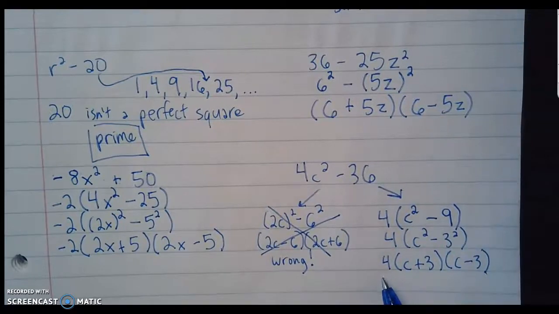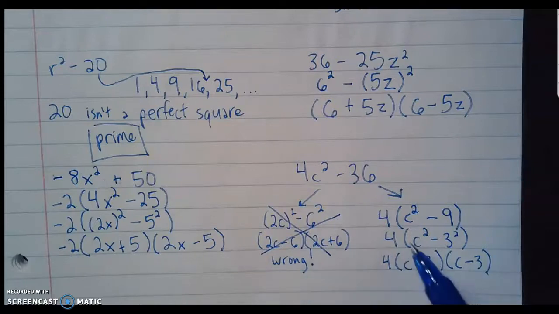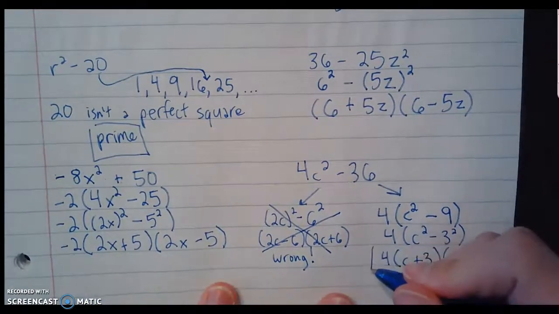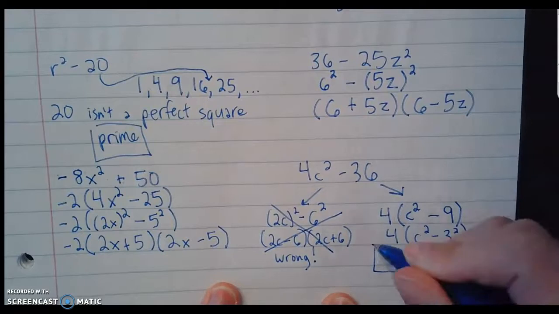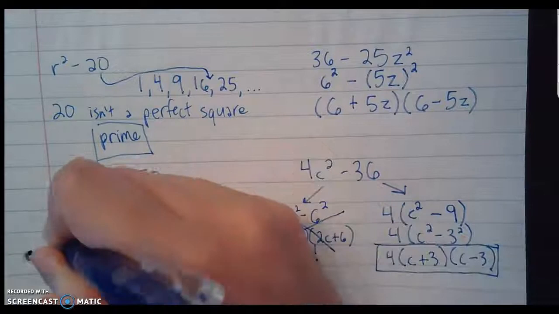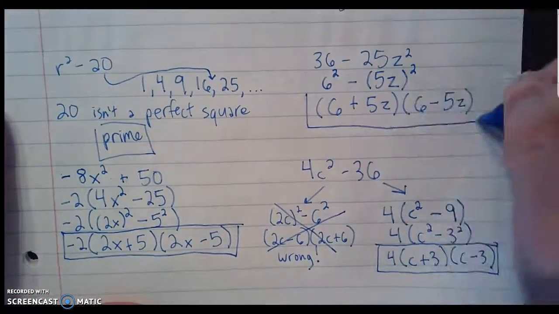Leave the coefficient out front, and your answer will be 4 times the quantity c plus 3 times the quantity c minus 3. And if you pulled a 2 out of both of these, you would get the same thing, but you'd probably forget to do it. So always, always, always look for that GCF. I'm going to go ahead and just box up my answers here. Make sure you remember to look for the GCF. Make sure you're looking for a difference of squares and that you're using this rule correctly.